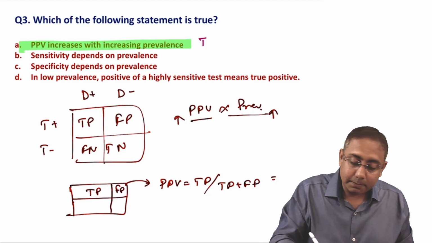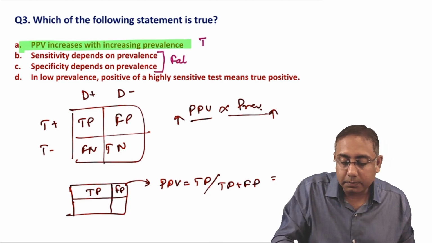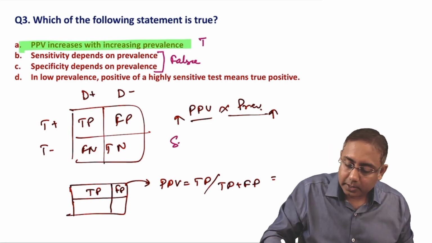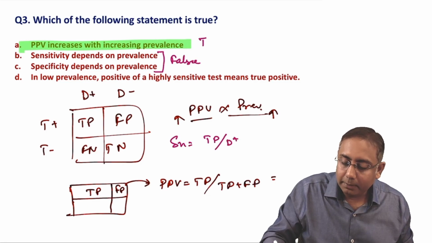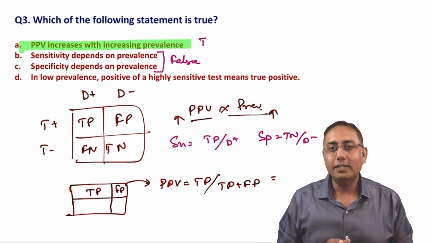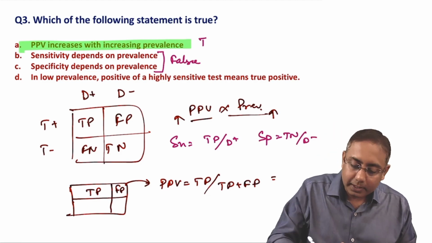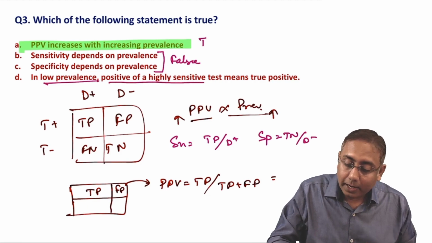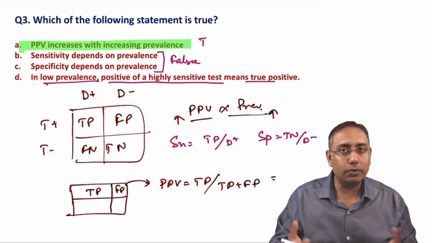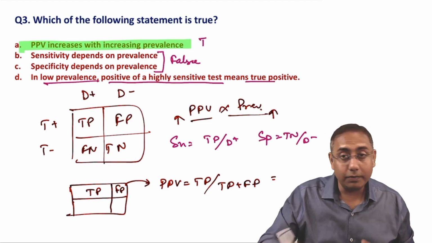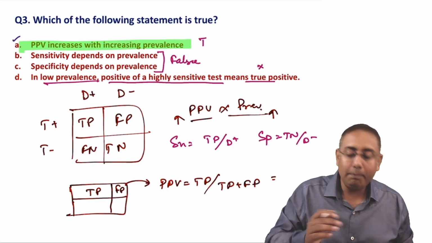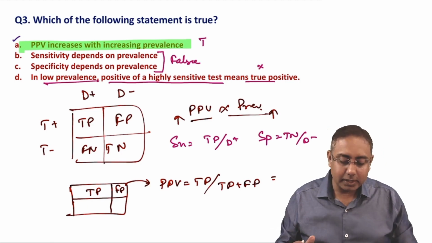Sensitivity depends on prevalence. Specificity depends on prevalence. This is a false option. We have done this so many times. Please note that sensitivity is nothing but true positive divided by D plus, and specificity is nothing but true negative divided by D minus. There's no role of prevalence. In low prevalence, a positive result of a highly sensitive test means true positive. It doesn't make sense because you're crossing the tables. Please note that the rule is never cross the two sides of the table. So this is also false. So which is the best answer to mark over here? PPV increases with increase in the prevalence. This is the correct answer.